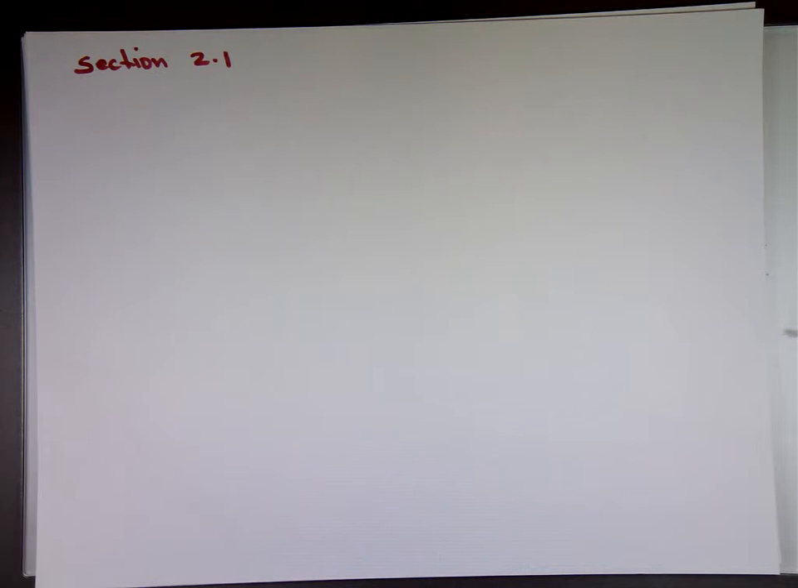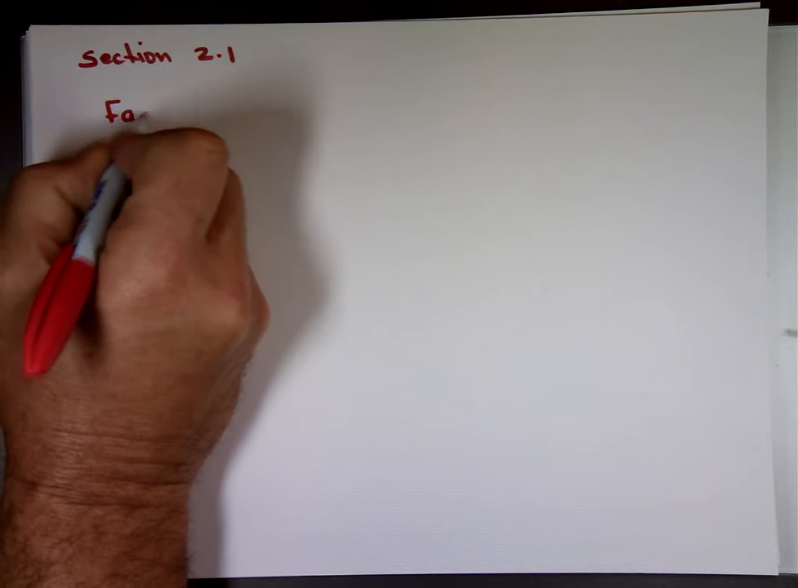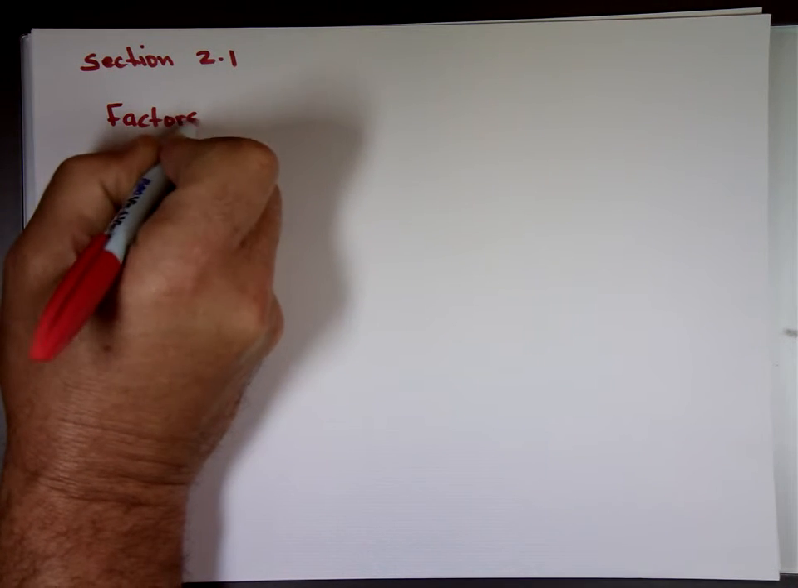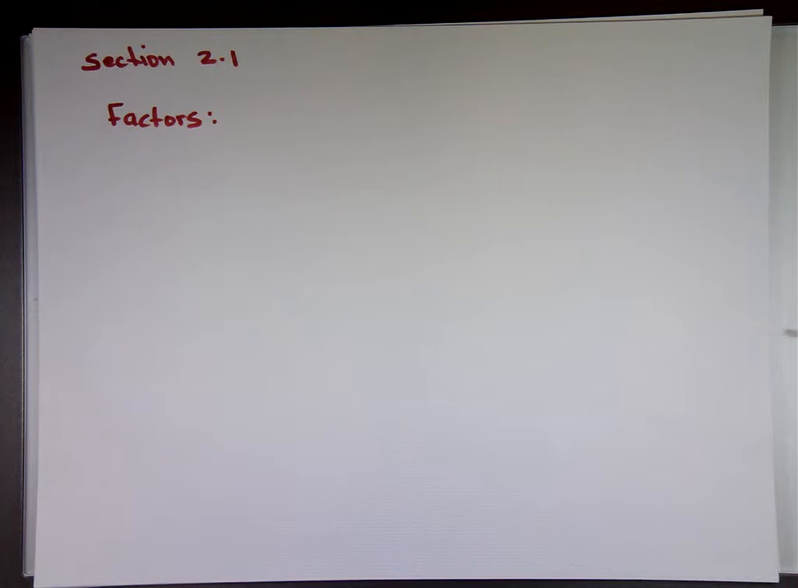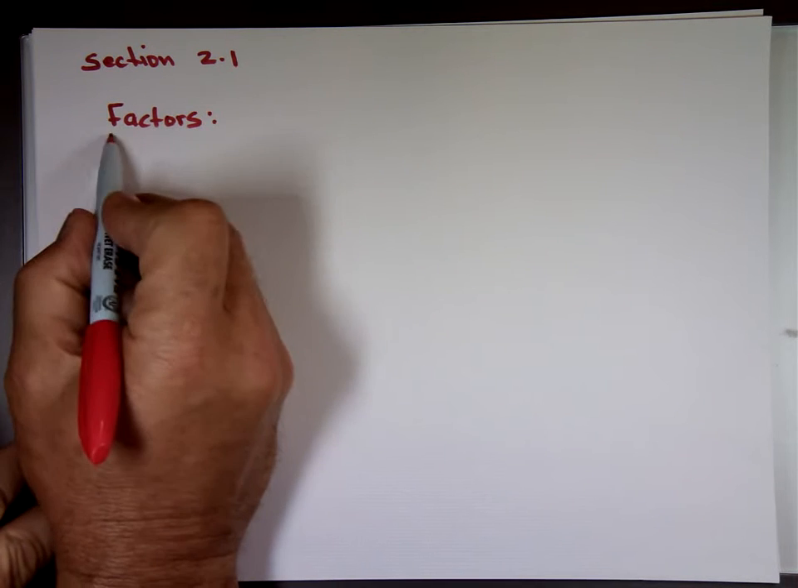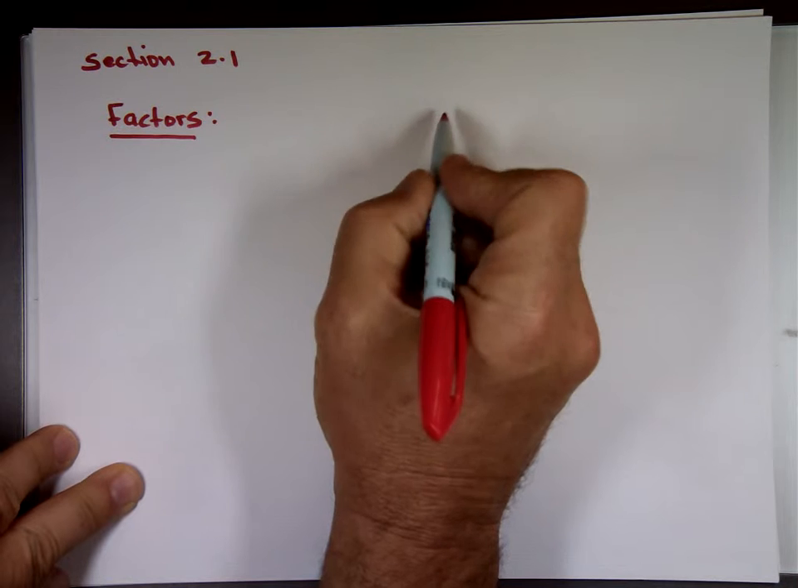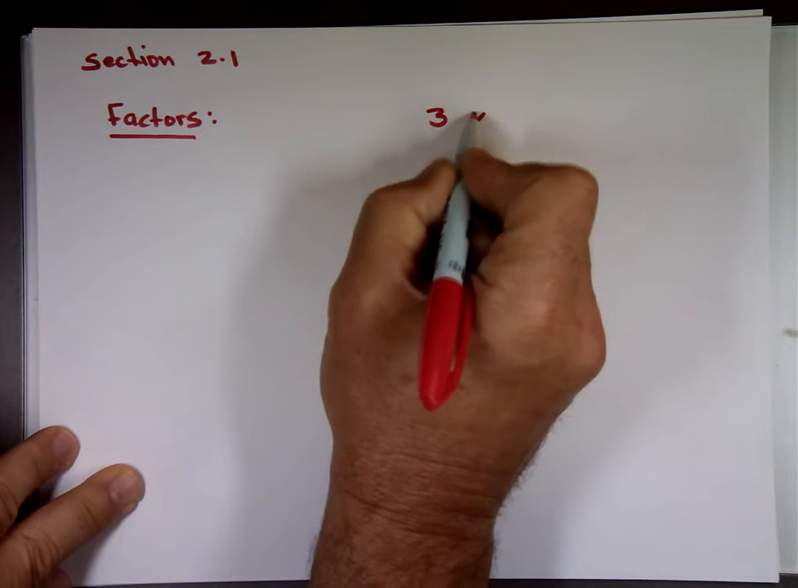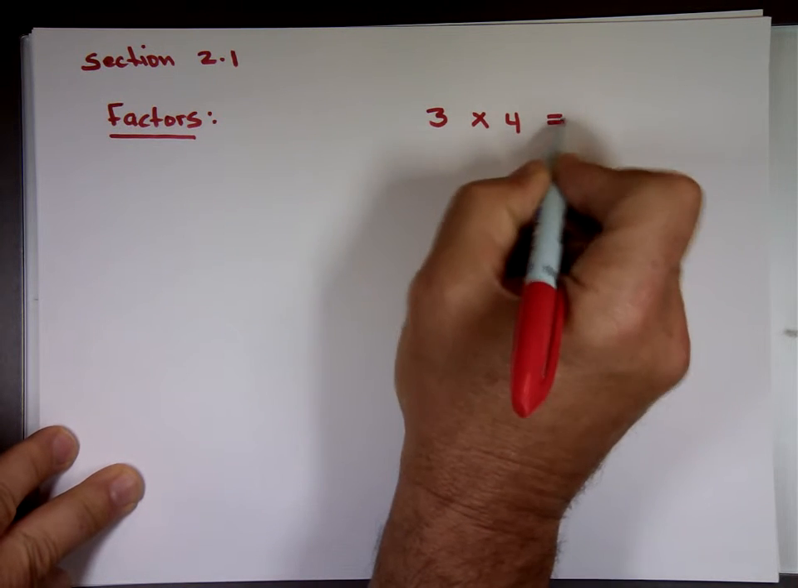In section 2.1, we're talking about factors and prime numbers. Let's talk about factors first. Factors. If you remember from chapter 1, we had an example that looked like this. 3 times 4 equals 12.